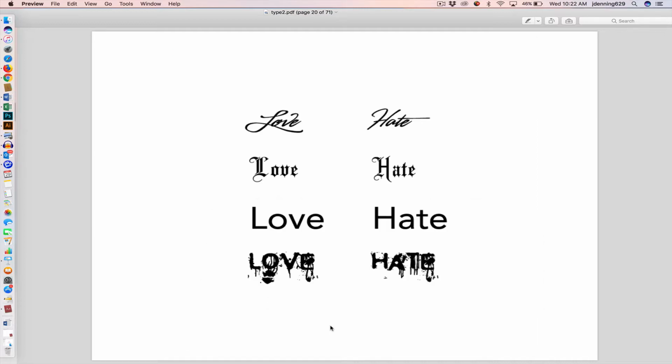So the font you choose can convey a lot of emotion. And so just look at the word here. There's love and there's hate. The way that you put it on the page, the font that you choose makes a huge statement.